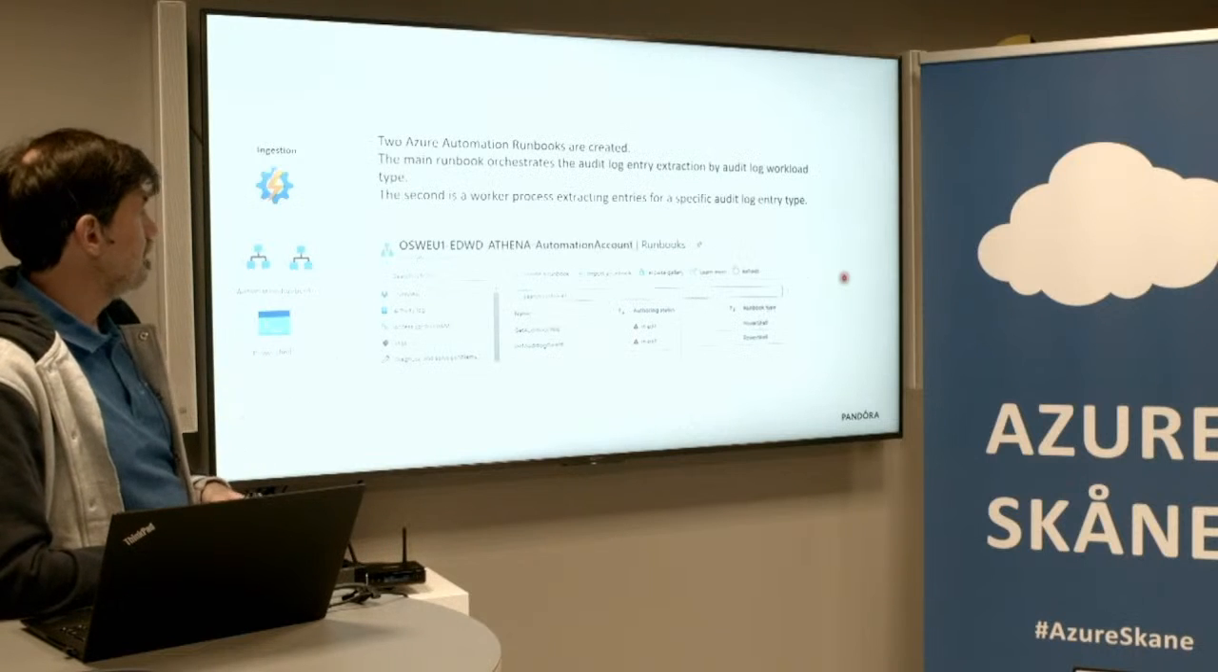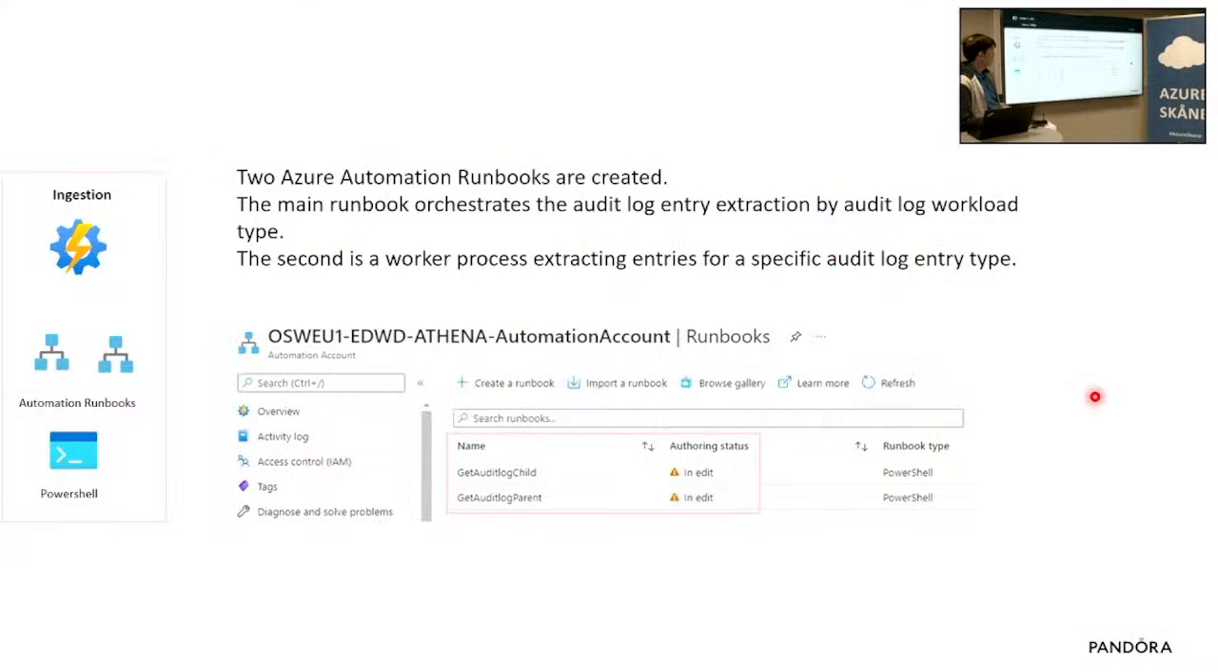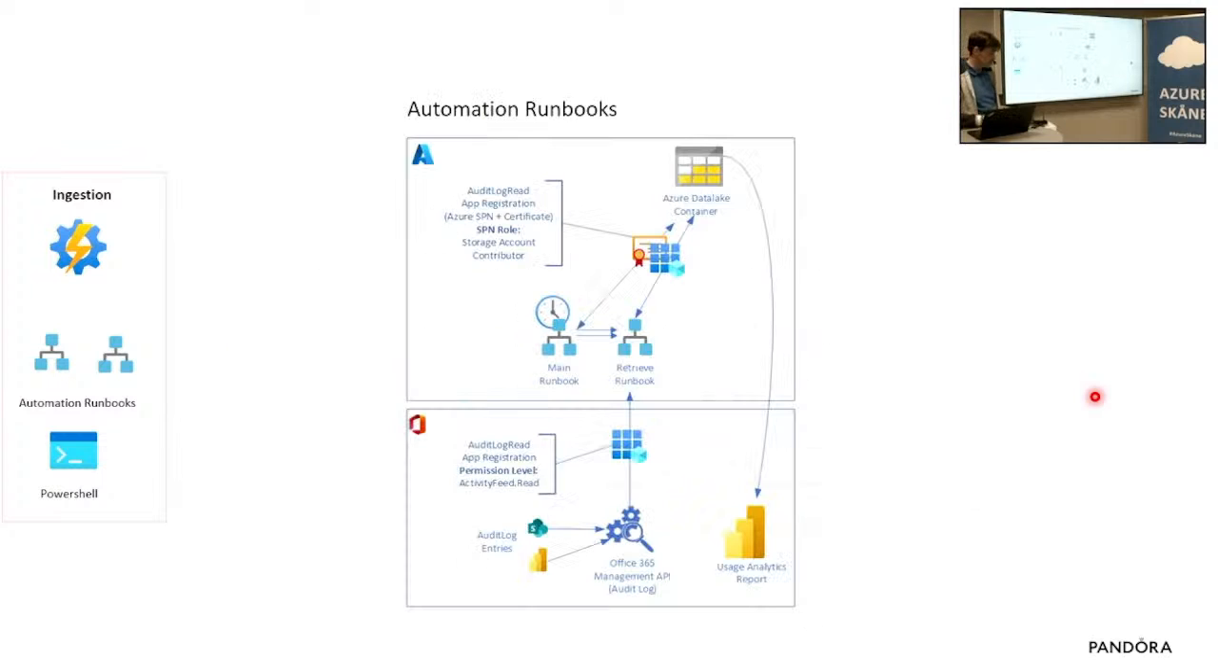Two Azure automation runbooks are created: the parent and the child. I guess this picture is more explanatory, but you have a parent that is calling the child. The child reads all the logs, all the audit log entries, and reports to the parent, which then writes into a data lake, basically into a storage account.